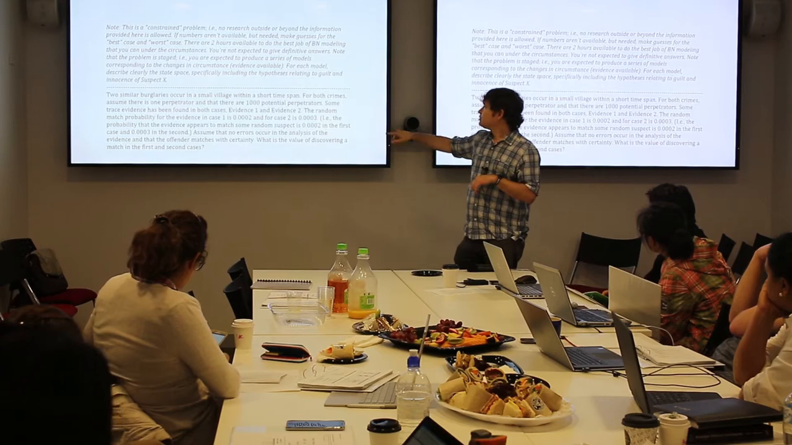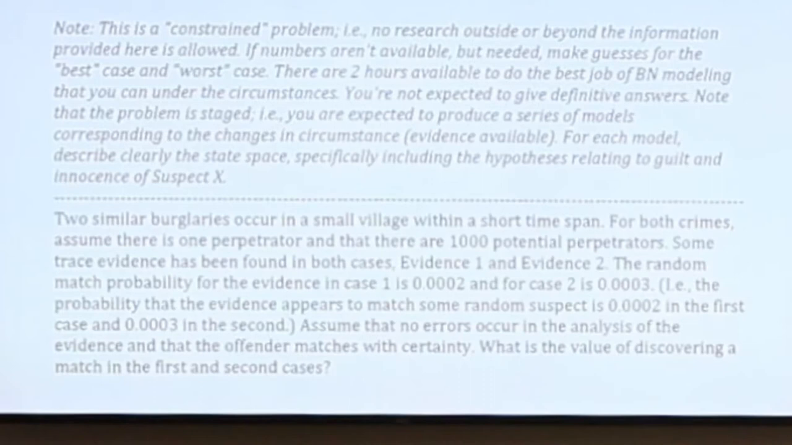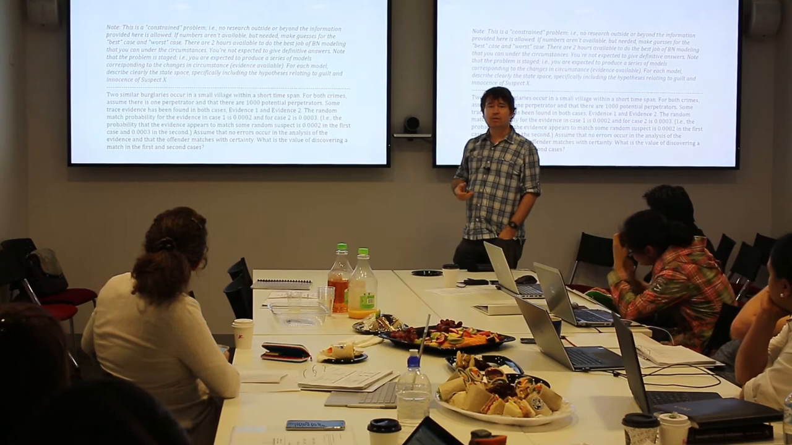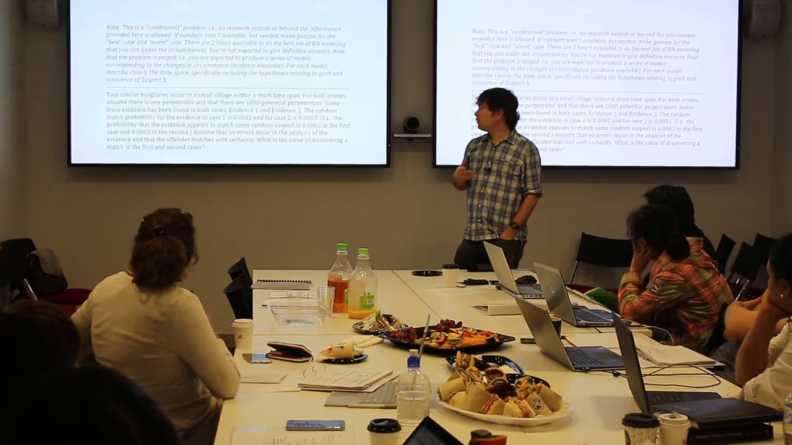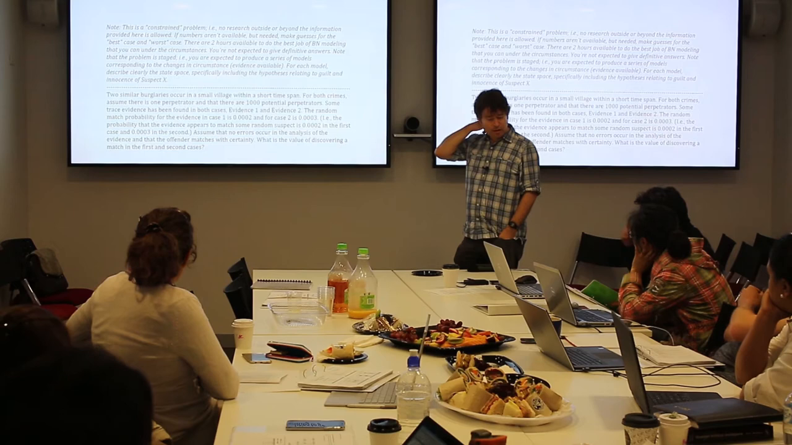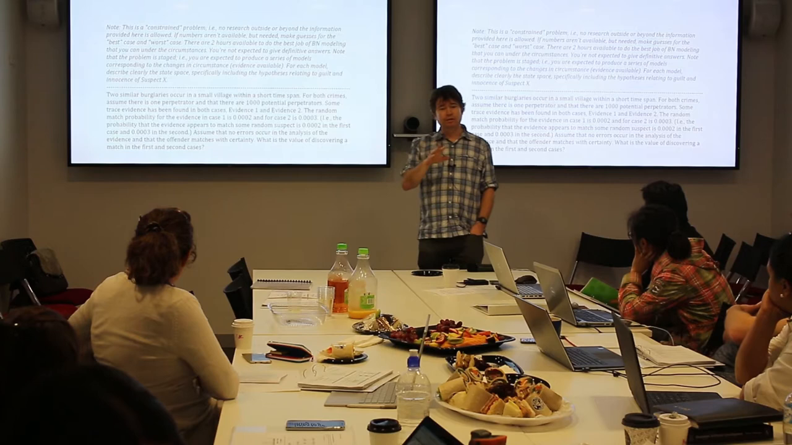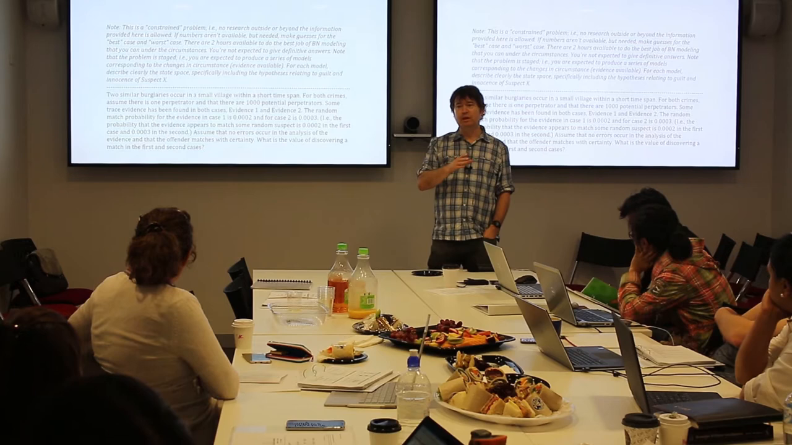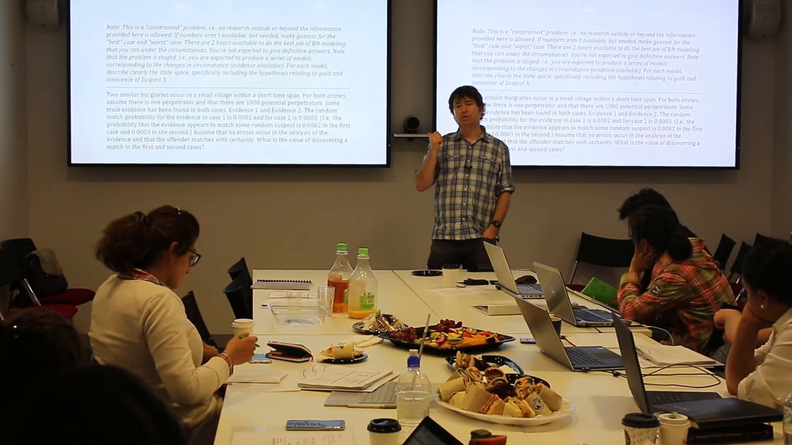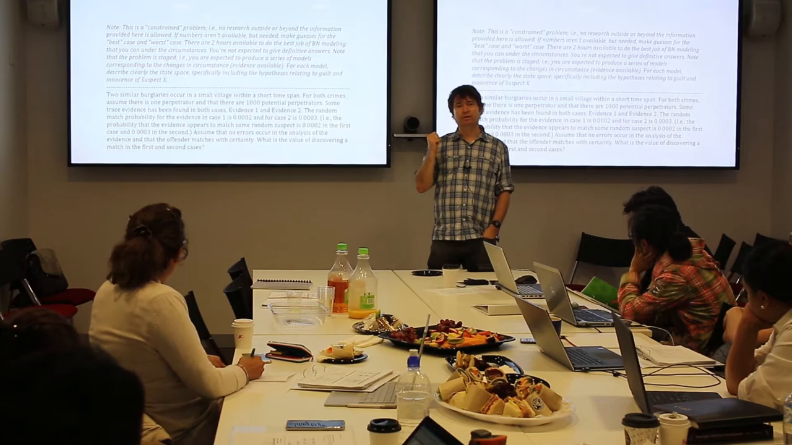Okay, so the question at the bottom is, what's the value of discovering a match in the first and second cases? The evidence one was for case one, and the evidence two is for case two. And suppose we did in fact, in both cases, match the suspect. What then is the combined power of that evidence against the suspect? So now, what I might do, if it's okay, is split you into groups of two to discuss how to go about building a network that would do the calculations that are necessary and represent the causal structure here correctly, and therefore get you the answer that you want to the bottom question. Are there any questions about what the task is?